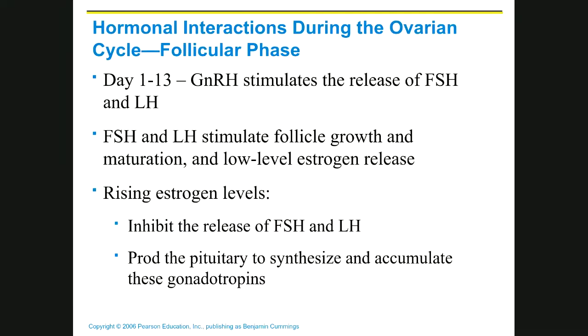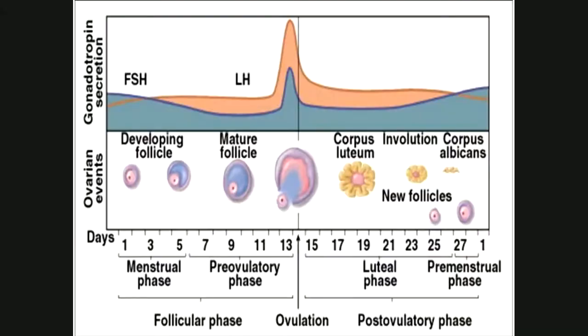So here's kind of the thing. So here's GnRH. It comes from the hypothalamus and causes the release of FSH and LH. FSH is going to cause the follicle to grow. LH is going to cause the follicle to release estrogen. So estrogen is going to go up, and you can see estrogen going up right here.